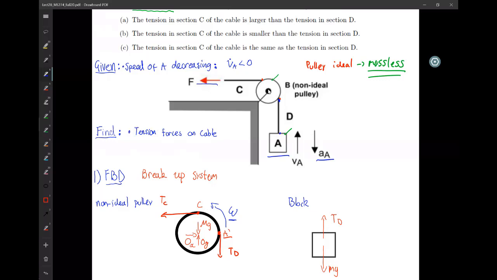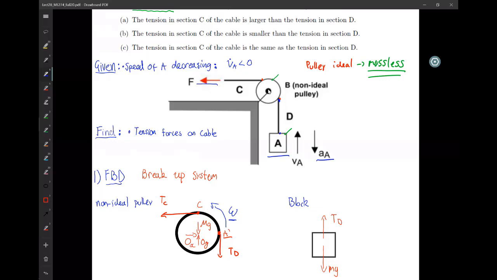Now, if you want to be safe, use the equations. But I want to give you also the intuition. And I want to specifically ask you to be on the lookout for non-ideal and ideal pulleys, because it's going to happen in some problems, all right? Any questions?